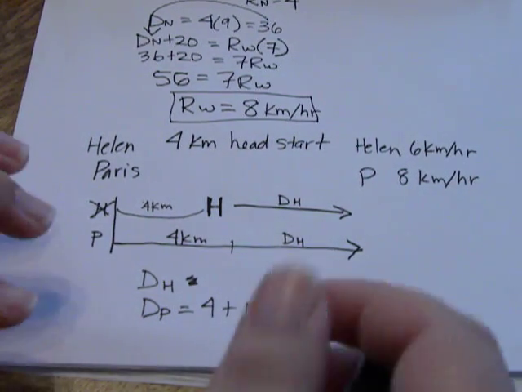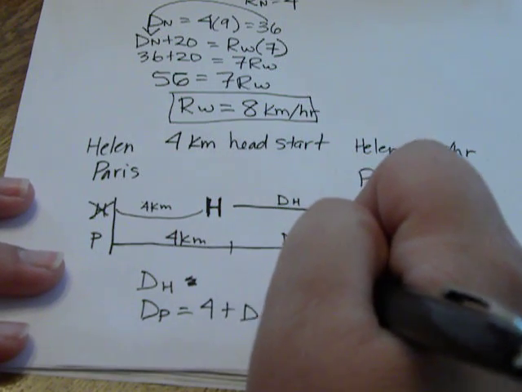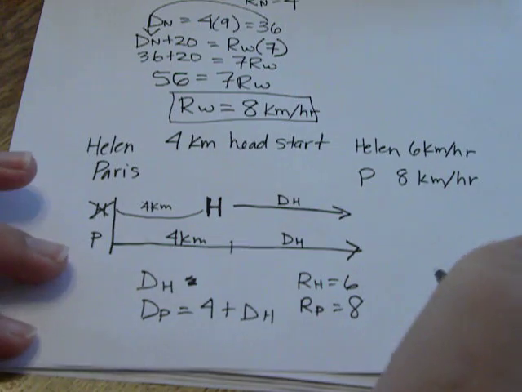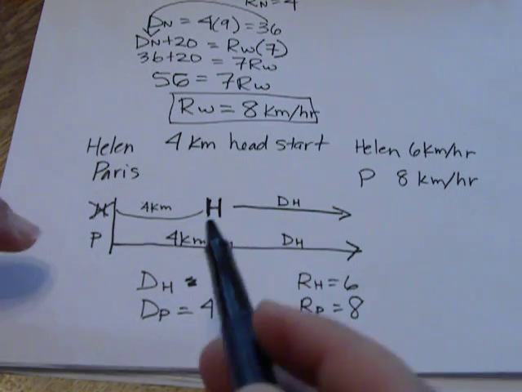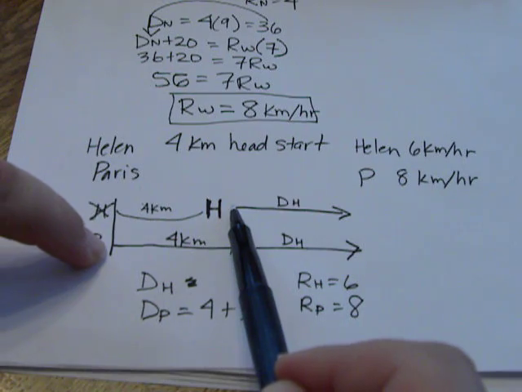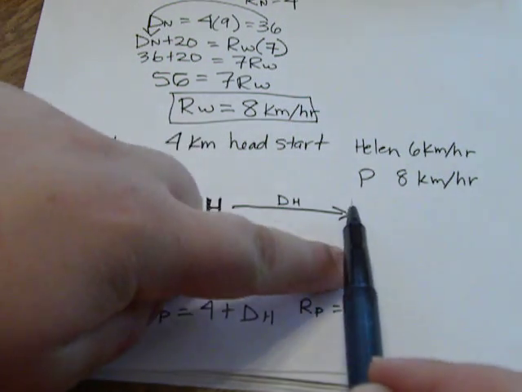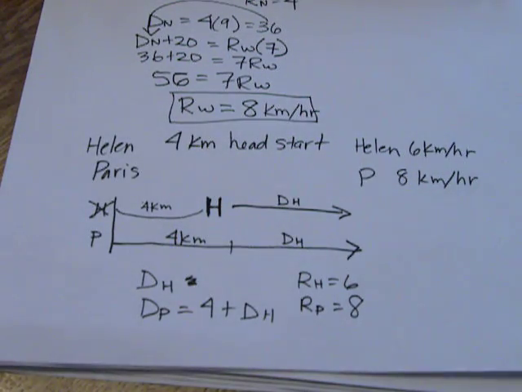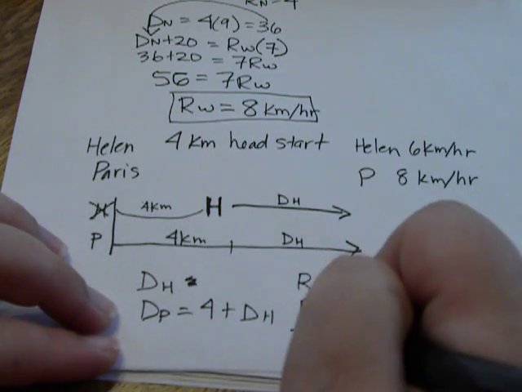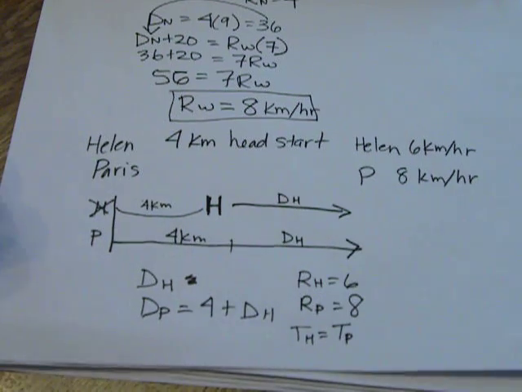Then we know their rates. The rate of Helen is 6. The rate of Paris is 8. As far as their times, they're both starting at the same time, even though they're starting at different distances, and they're both going to end at the same time, because we're just waiting for one to catch up to the other. So the time of Helen is equal to the time of Paris.